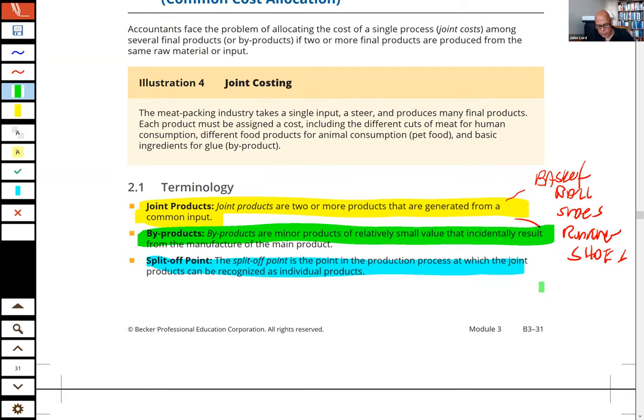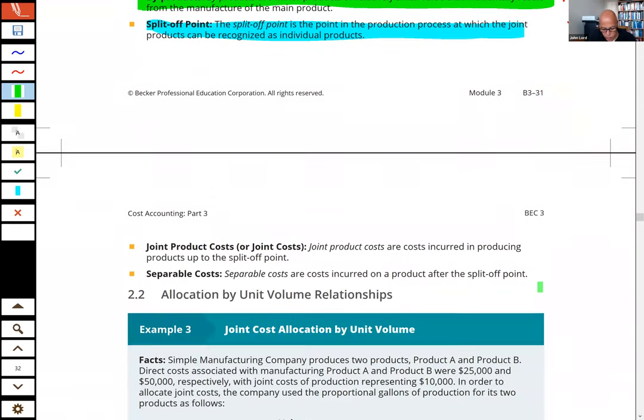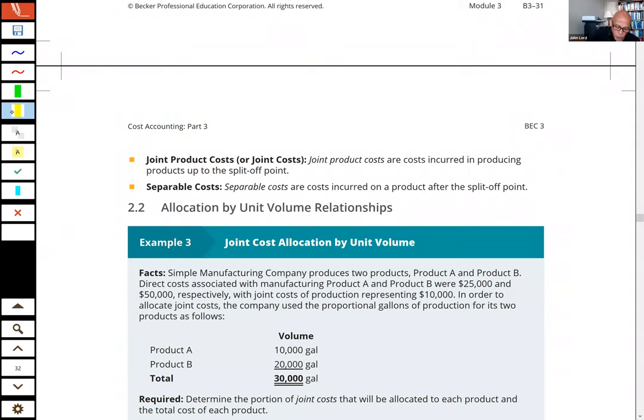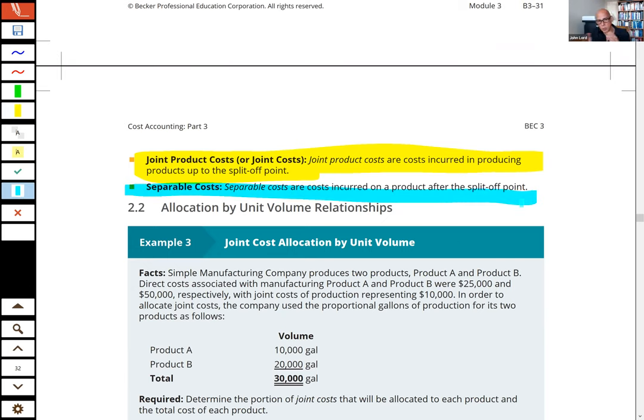Now, what we're going to have to see is that there are certain costs that are joint product costs. If we have joint product costs, meaning that there are direct materials, direct labor, manufacturing overhead that go into the two separate products, then we're going to have to figure out how to allocate so much of that to running shoes versus basketball shoes in this example. Now, as you continue to process those things, after they've split off into their two categories of product, there will be a separable cost that, of course, will be easily traceable to the two separate products.